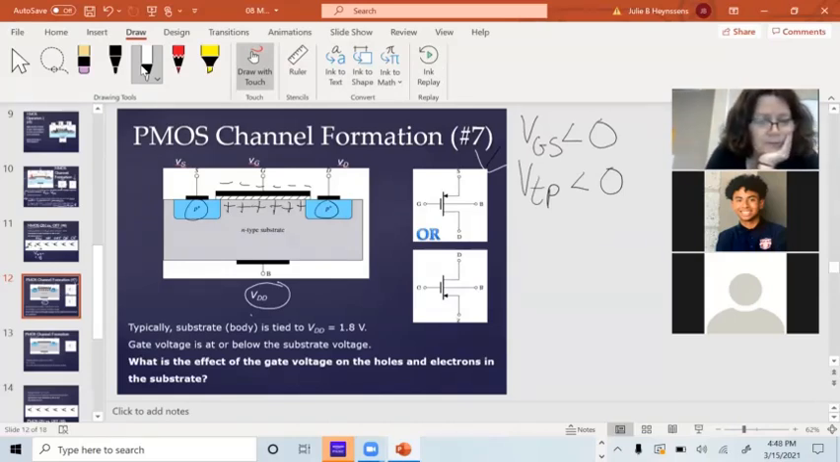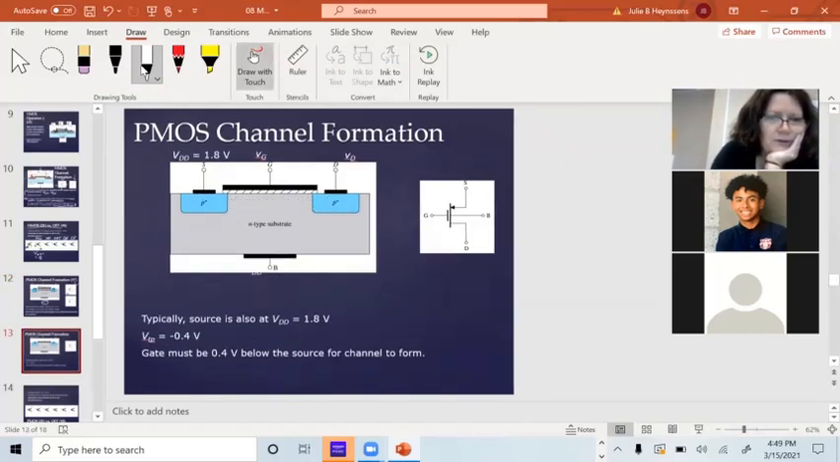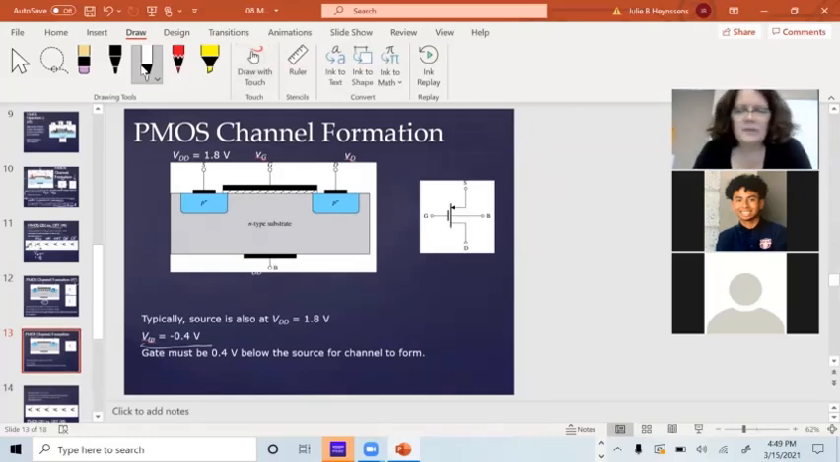But when your circuit's not working, the body's tied to the highest voltage, and the ground, because I've got to keep those diodes reverse biased. And again, my gate voltage is going to have to be negative in order to make this thing work. So what's going on in here is, here's a typical value. VTP, negative 0.4 of a volt.